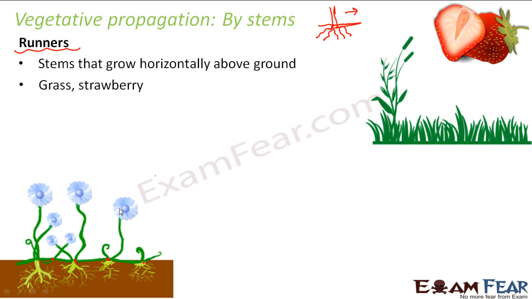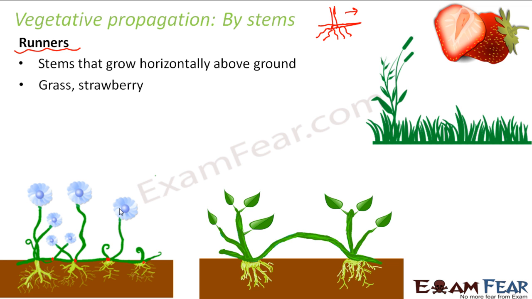So these runners are those stems which will run in the horizontal direction but above the ground, and at certain points which are called nodes, where they come in contact with the soil, they will give rise to buds, and these buds will then grow into new plants. Similarly, we have similar kinds of stems in grasses. These are known as runners. Similar stems are seen in plants of strawberry as well.